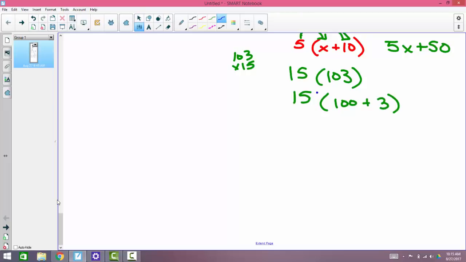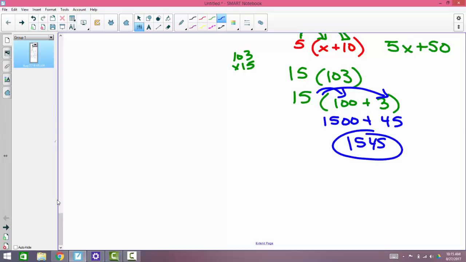And then 15 times 100 is 1500. 15 times 3 is 45. So this is 1545. You would get the same answer with that, but this is way more fun and should make you smile. So let me give you one to practice. 6 times 19. Go ahead and break it up just like we did.